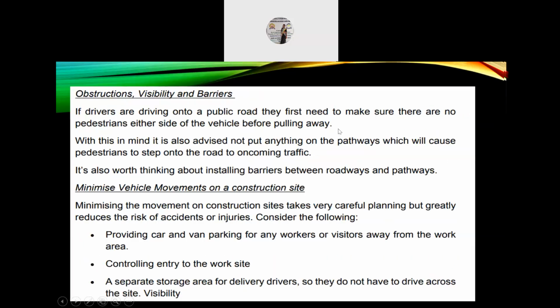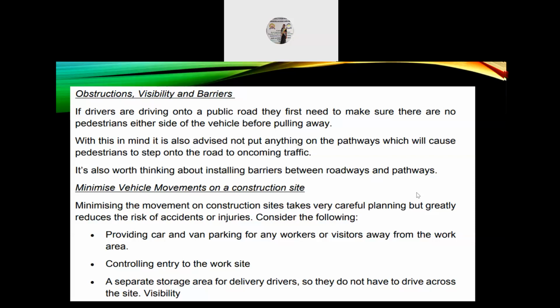Next, obstructions, visibility, and barriers. If drivers are driving onto a public road, they first need to make sure there are no pedestrians either side of the vehicle before pulling away. With this in mind, it is also advised not to put anything on the pathways which will cause pedestrians to step onto the road into incoming traffic. It's also worth thinking about installing barriers between roadways and pathways.